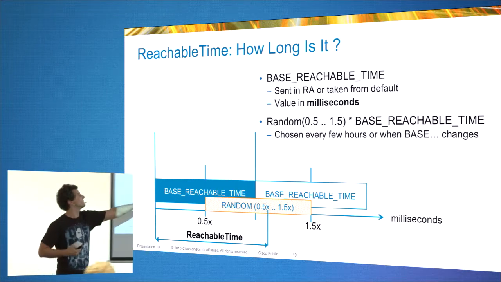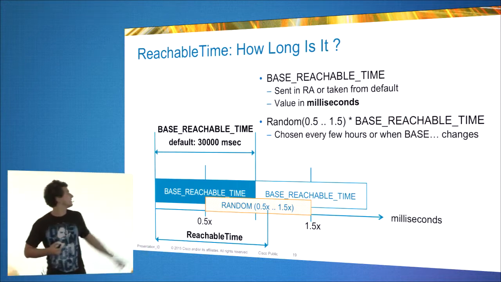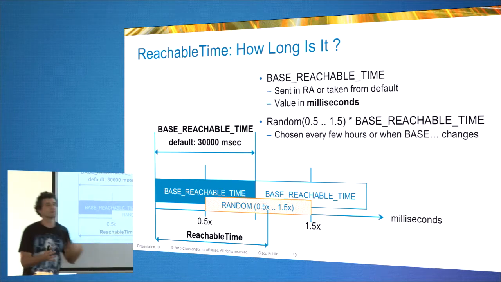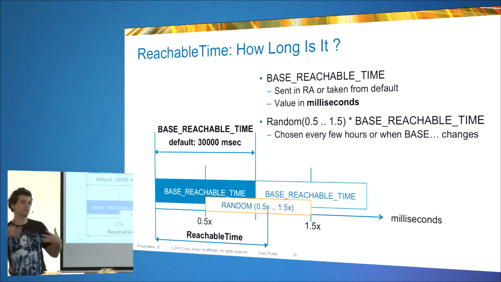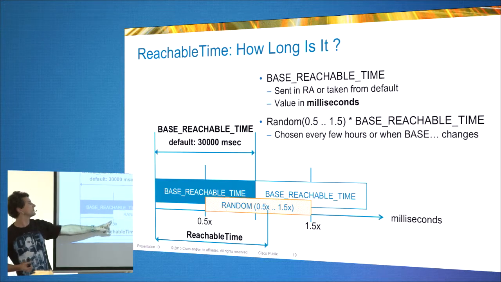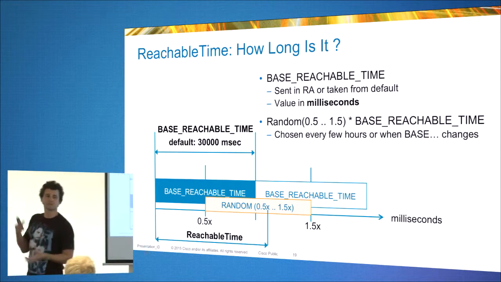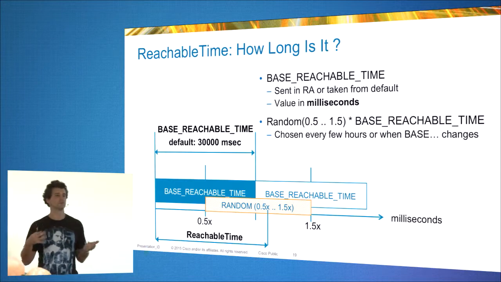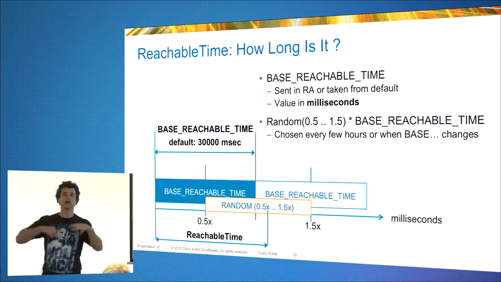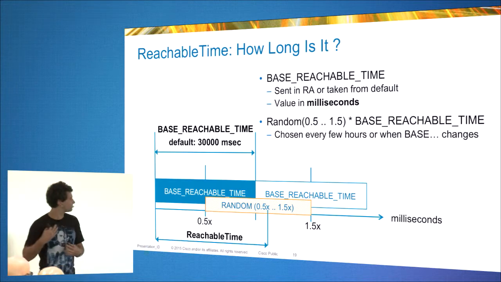Now, how big is this base reachable time? The default value is 30 seconds. So that means that for every active neighbor entry in your network, there is ICMP traffic between every 15 and every 45 seconds. So that's quite a lot of probe traffic. That's one of the sources of chattiness of IPv6, where you have this ICMP background neighbor unreachability detection going on.